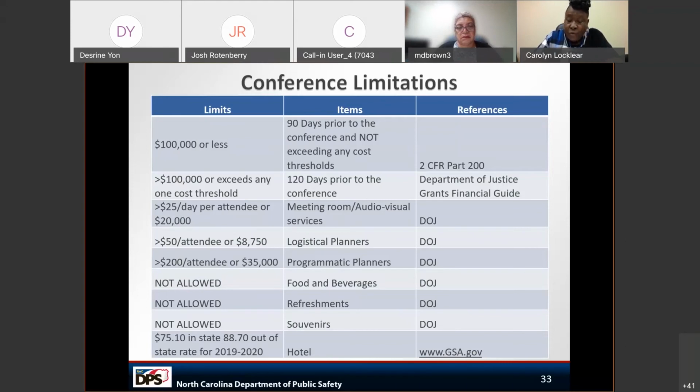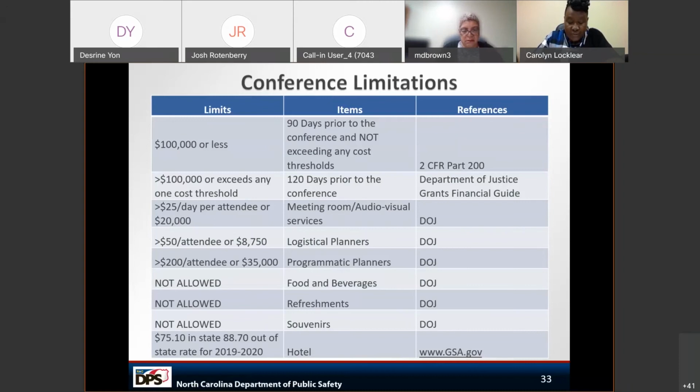Food and beverage is not allowed at all with VOCA funds. Refreshments are not allowed, and souvenirs are not allowed. So if you are passing out items, you cannot put your organization or your project name on them. That is classified as a souvenir, and it's not allowable under the DOJ financial guidelines.